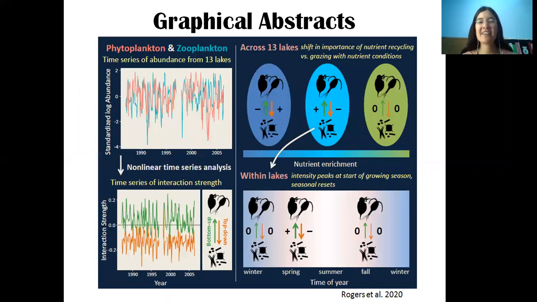This is a graphical abstract that I made for one of my most recent papers in Ecology Letters. It just has the methods on the left, and then the two main results on the right. And then the take-home messages are in the yellow italic font.